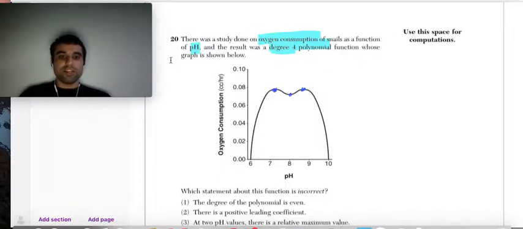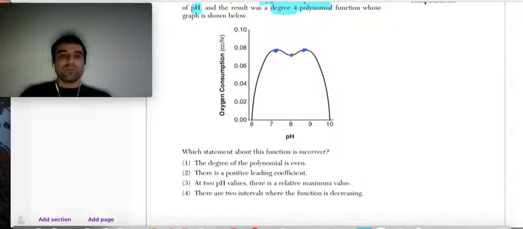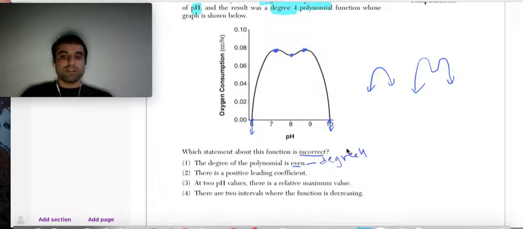Let's go ahead and see what the question is asking now. Which statement about the function is incorrect, meaning which one is not true? The degree of the polynomial is even. If we were to extend this graph, the reason it's not being extended below is because we can't have negative oxygen consumption, but it opens down. If the two arrows point in the same direction, that's how you know it's even, just like a parabola. This is degree 4, so it's even, and they told us it's degree 4 anyway. So it's definitely even, but we want which one's incorrect.